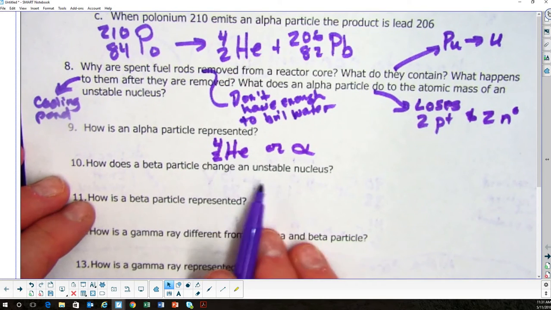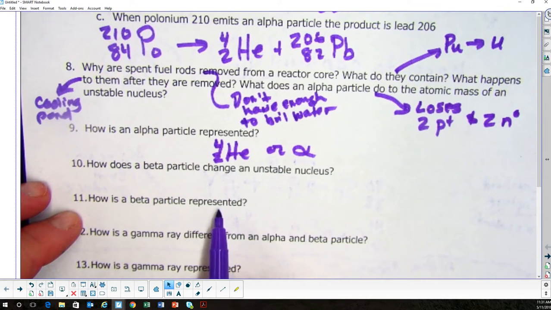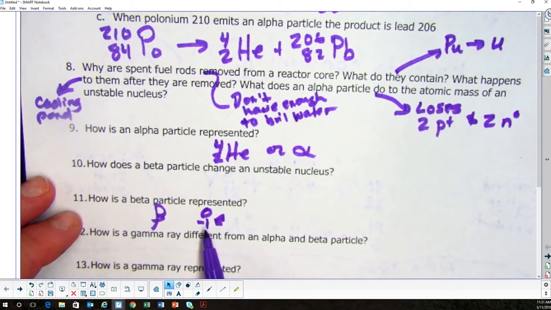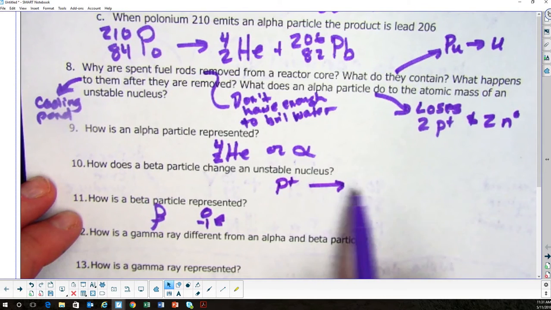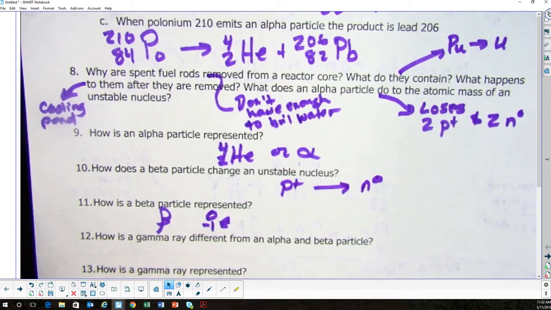And how do beta particles change an unstable nucleus? They add one proton. Let's go down here to 11. What is a representation of a beta particle? 0, negative 1 e, or beta, right? What do we usually use that bottom number to find? The proton number is the change in the element. So I'm changing a neutron to a proton because the mass number doesn't change. I'm changing the element, but I'm not changing the total mass.